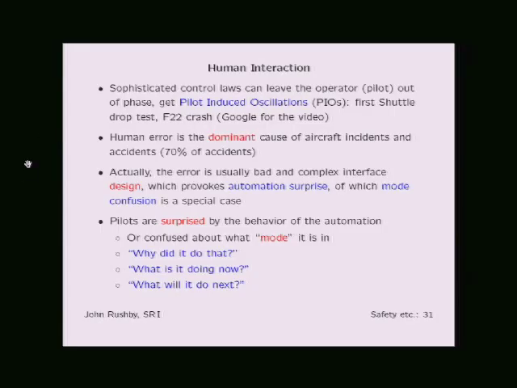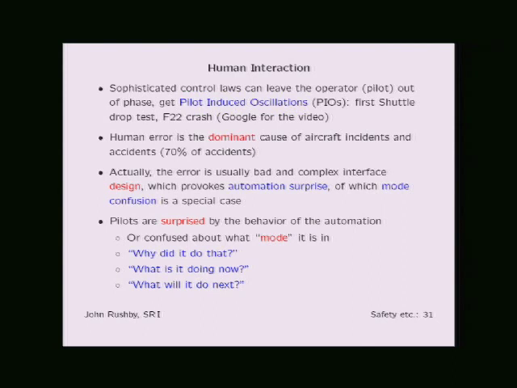Now the problem typically is that it often turns out to be a UI problem, that the user interface is such that the pilot doesn't actually know what the state of the plane is, right? What mode it is in. Typically you have state machines, right? And you need to know that the state or the mode that the system is in is what the pilot thinks it is in.